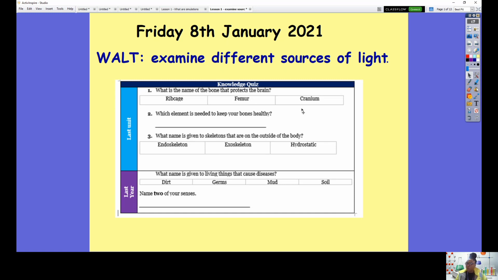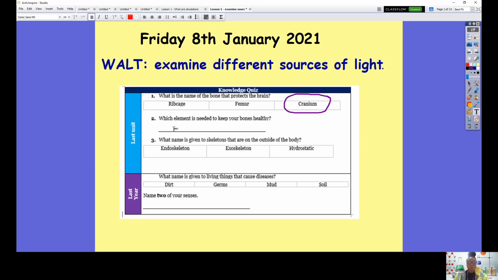By now, all you young scientists should have completed the Do Now quiz. We can go through the answers. I'm going to write the correct answers on this sheet. What is the name of the bone that protects the brain? The correct answer was cranium.